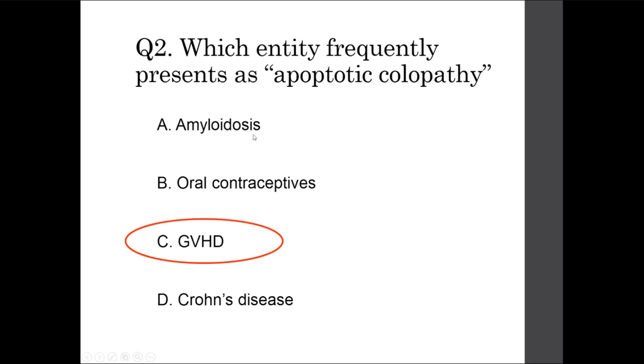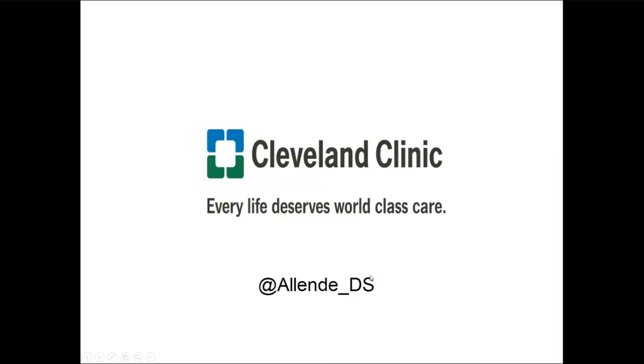Amyloidosis can be tricky, but I would put it more in the differential of ischemia, just because it affects the vasculature many times. Oral contraceptives, drugs are in the differential of many things, but I placed that one actually in the ischemia category as well. And Crohn's disease, obviously, is not something that we typically present with apoptosis, or with that pattern. So GVHD was the one.